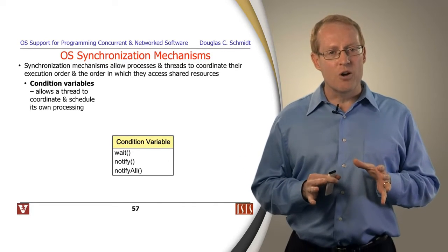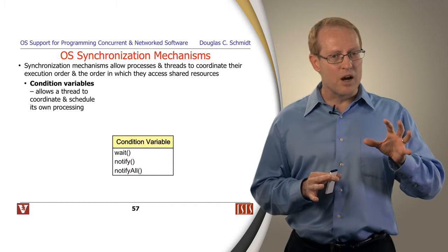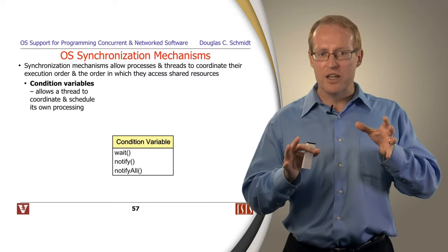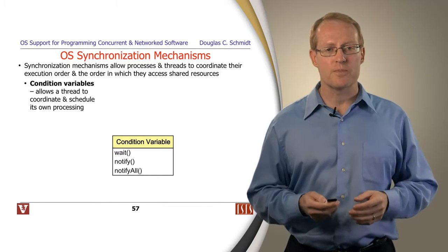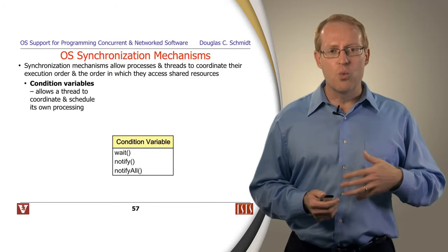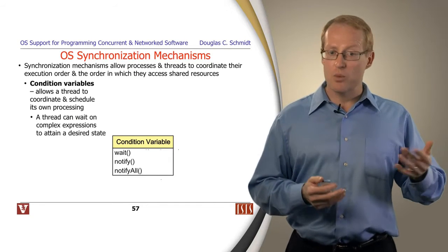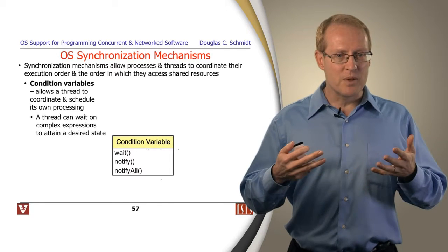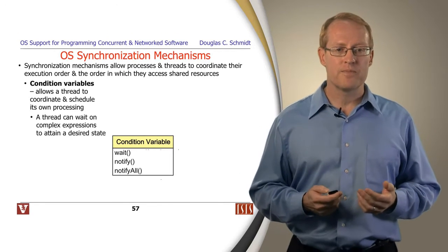Condition variables are also used not necessarily so much as ways of synchronizing, but more as ways of coordinating and scheduling threads to run in particular orders. Typically what you do with a condition variable is you wait on some condition, which could actually be fairly complicated, until that condition becomes something that allows you to make forward progress.